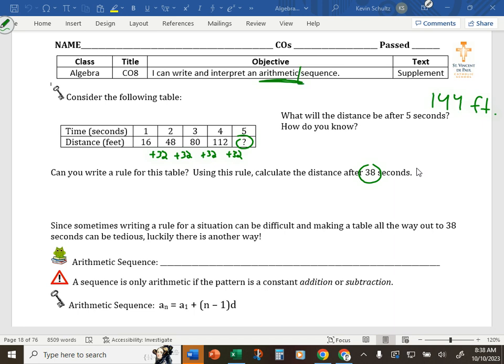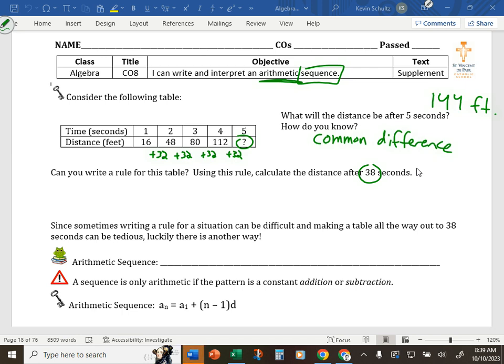What does the word sequence mean? Order or sequence, relation, also pattern. Okay? So we're essentially looking for an addition or subtraction pattern. And we found it. We're adding 32 to get to the next distance. So in the math world, this is called a common difference. Common difference. So you write that down.